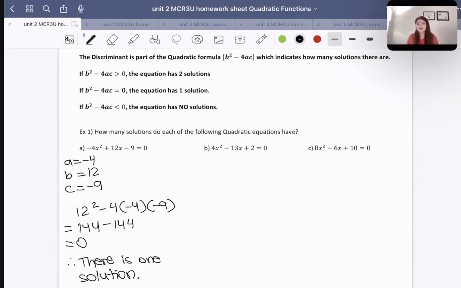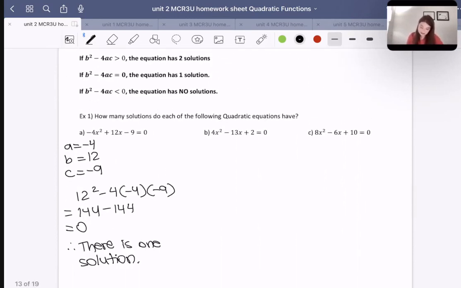So when you're asked to actually find the solutions, then doing this would not be good enough. However, when you're asked how many solutions, going through this process and writing a one-sentence conclusion statement, depending on which answer you got, is enough for this question. Okay, let's try B and C as well.